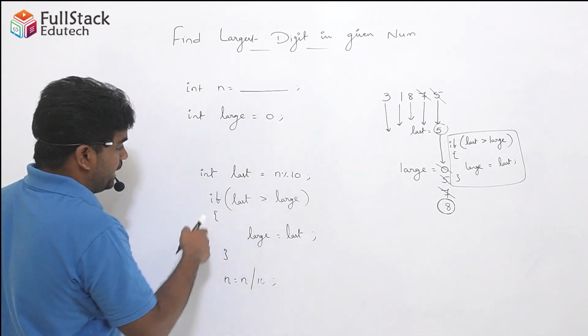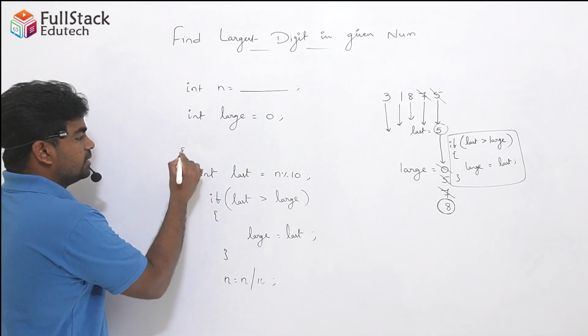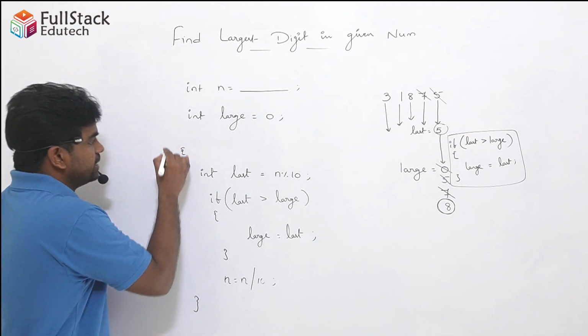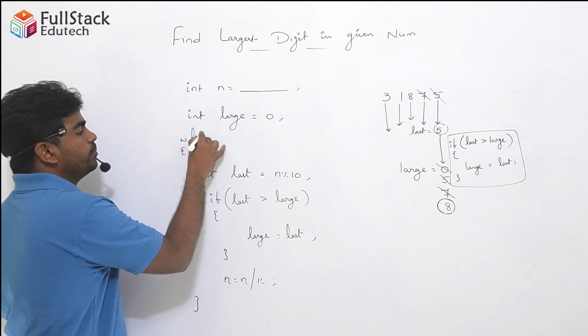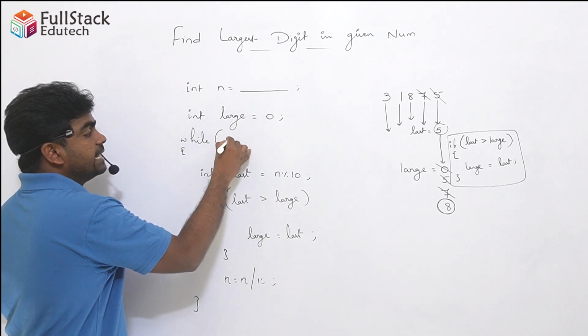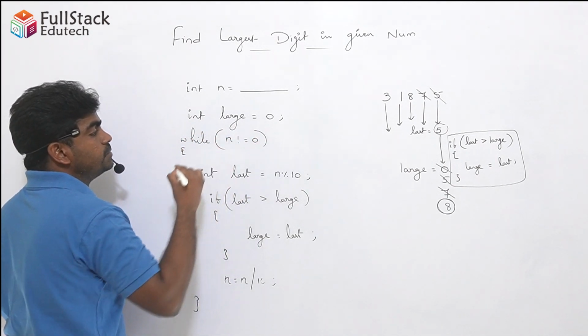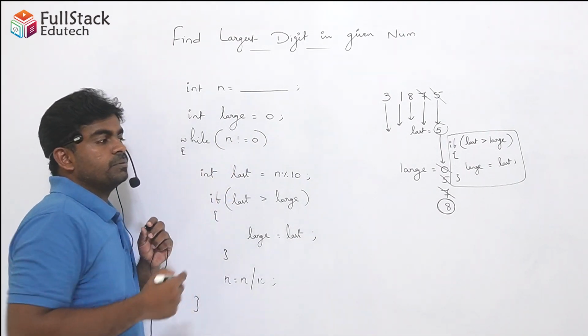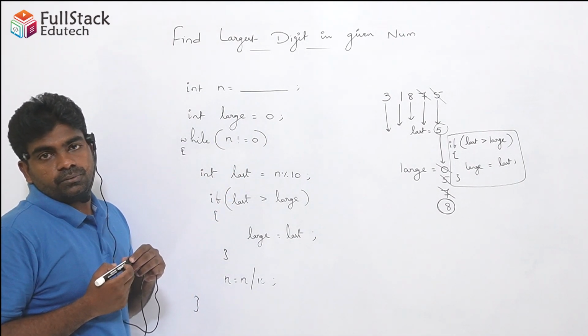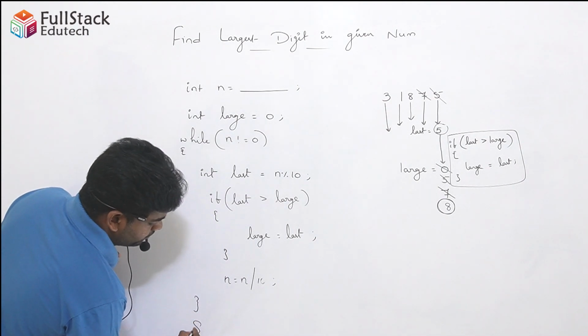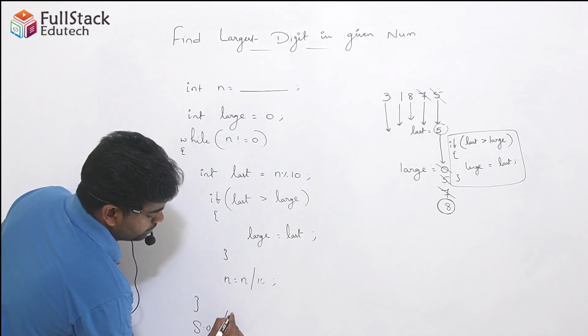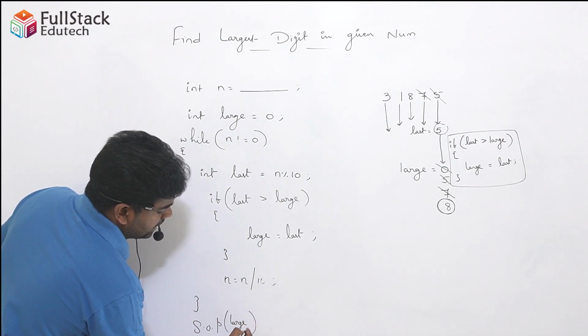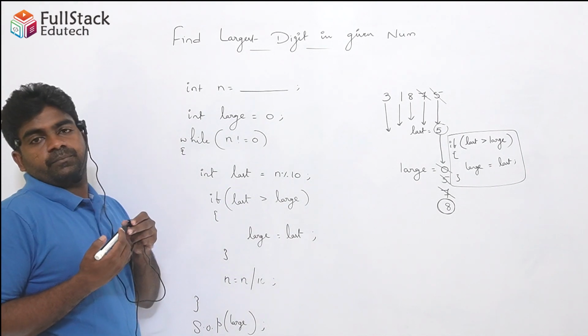So simply at last, you need to place this inside a while loop until n is not equal to 0. This loop will repeat until the n value is equal to 0. And we are printing simply, system.out.println, that largest digit we are printing.